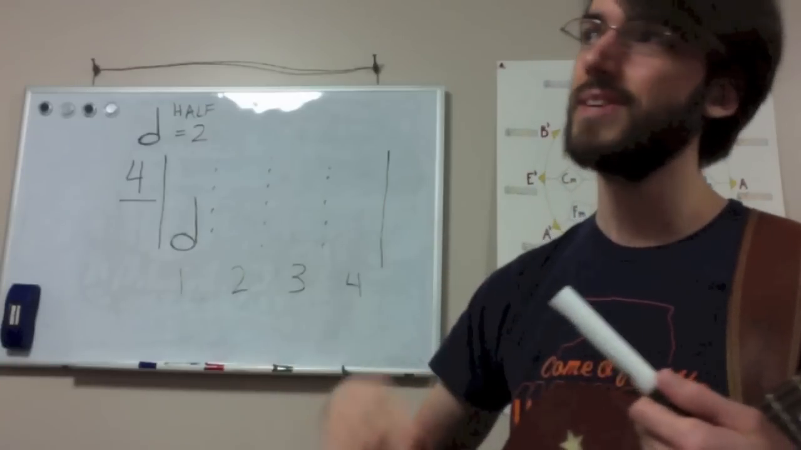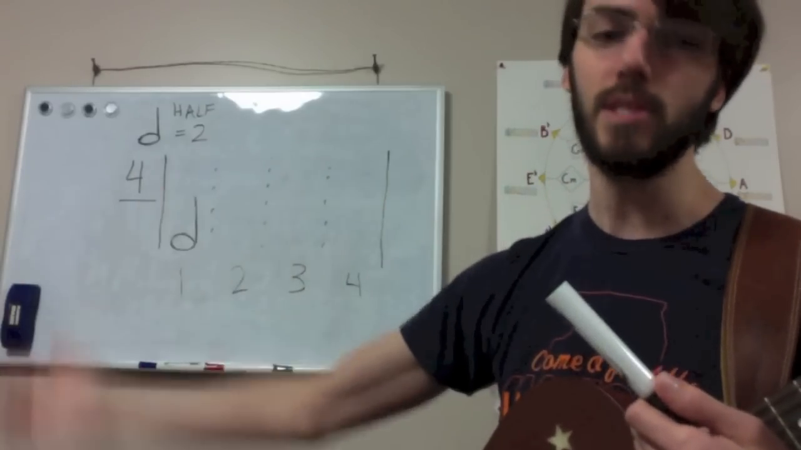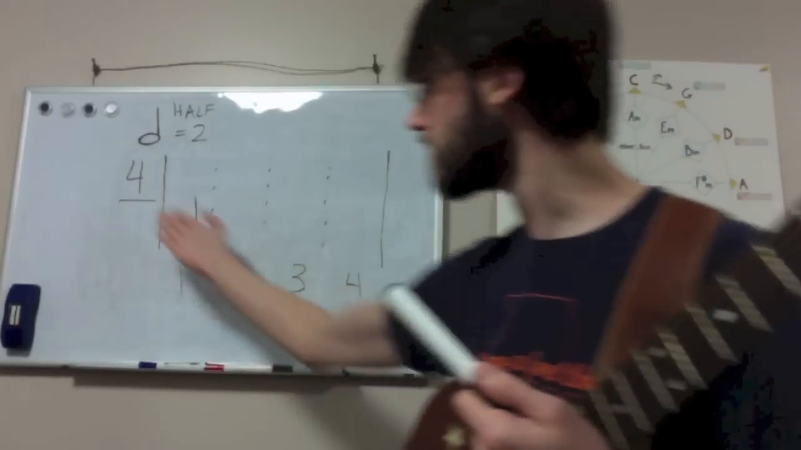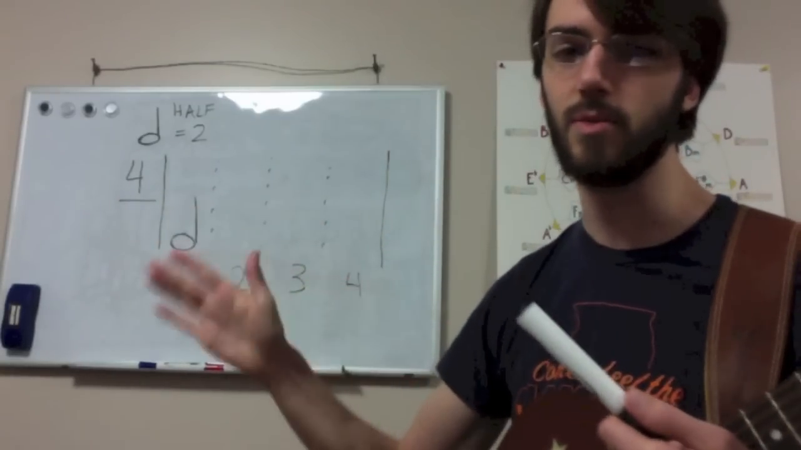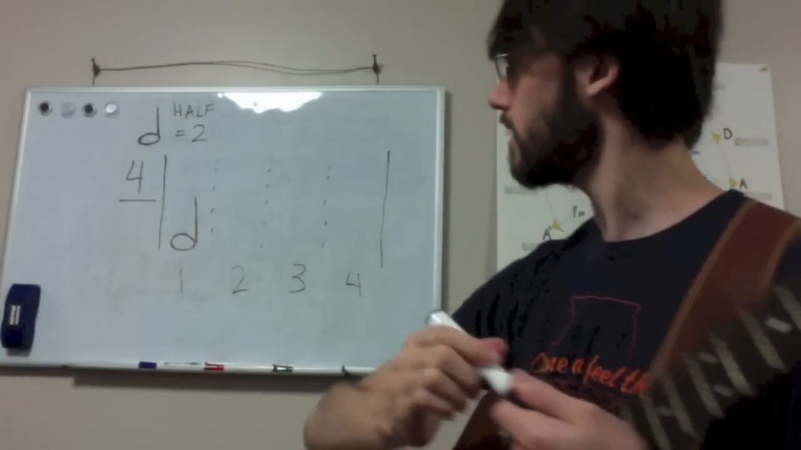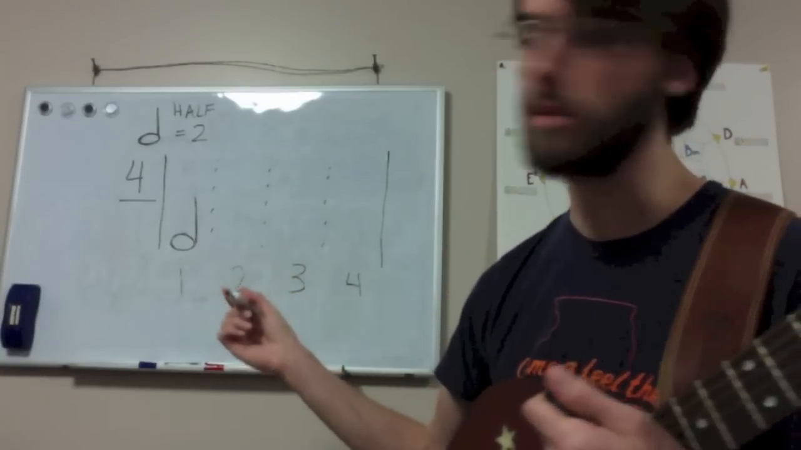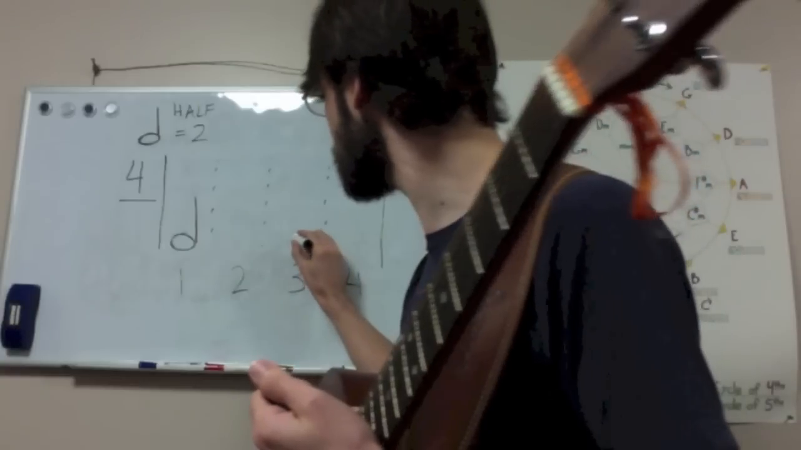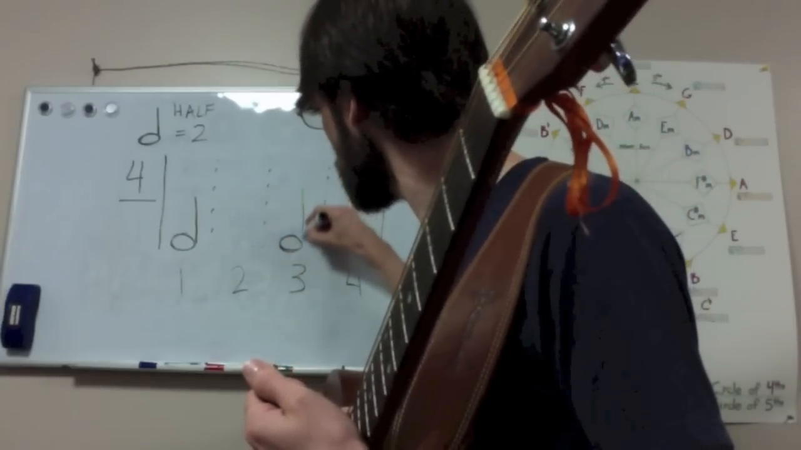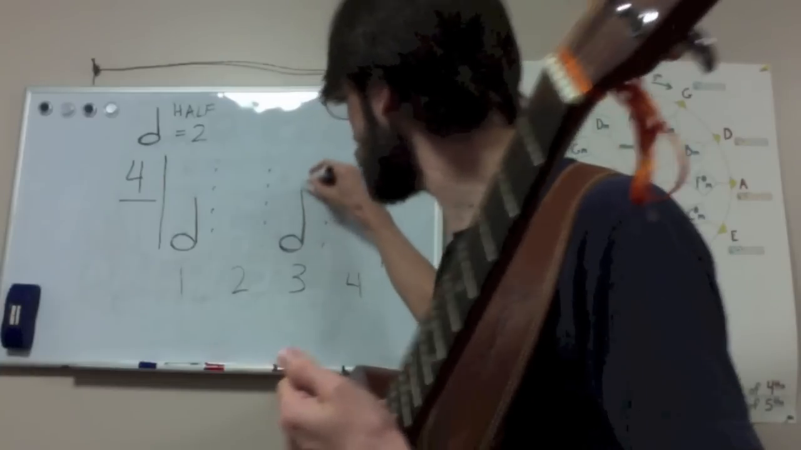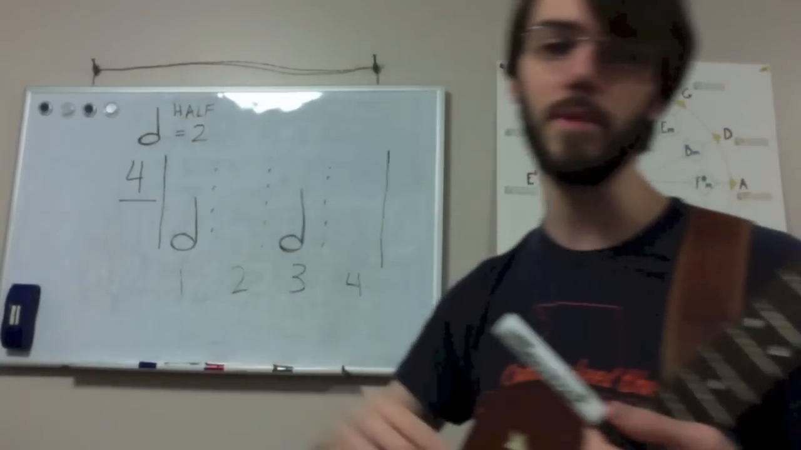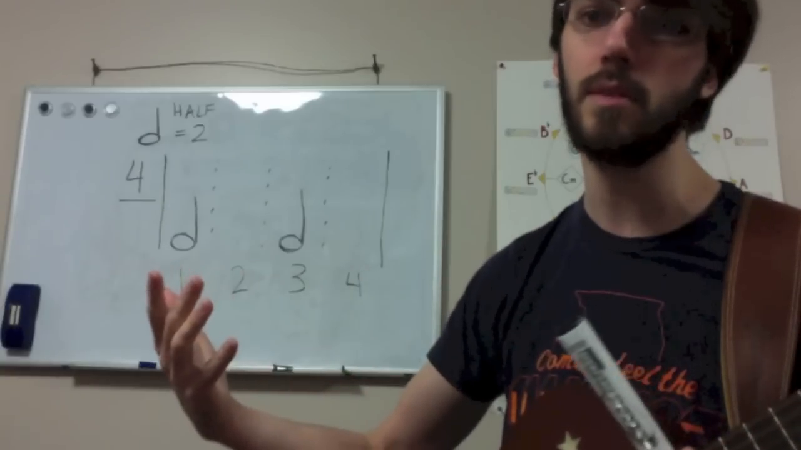Now, in music, you can't just leave empty space. We can't just have a measure with four beats and only two of them are taken up. It doesn't work. So we have to put something in this other half of the measure. So let's stick with something that we understand and add another half note on beat three here. That half note also takes up two beats. 2 plus 2 is 4. We have four beats in the measure, therefore we have filled the measure.